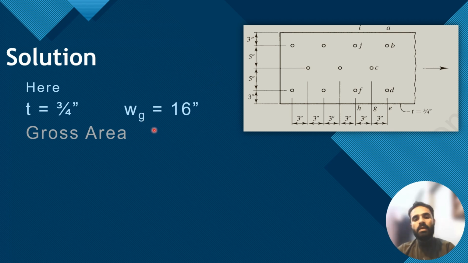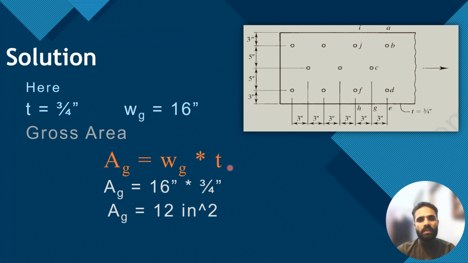Now we will be calculating the gross area, which is the very first step to calculating the net area. For this we need the gross width and the thickness of the plate. After multiplying the gross width with the thickness, we get the gross area for this plate, which is 12 inch square.